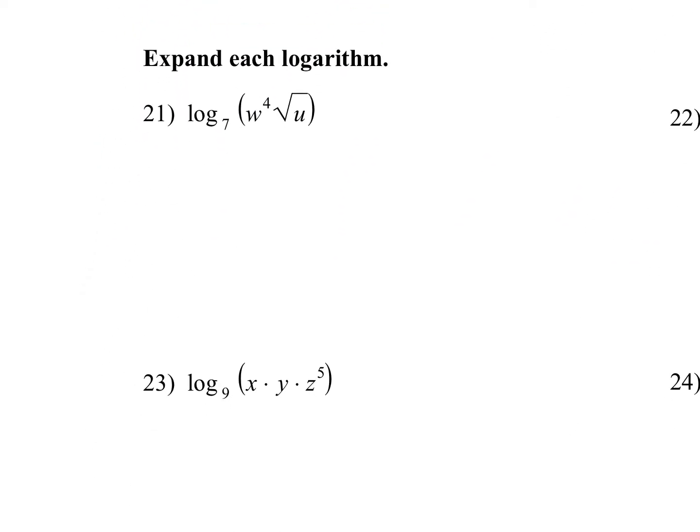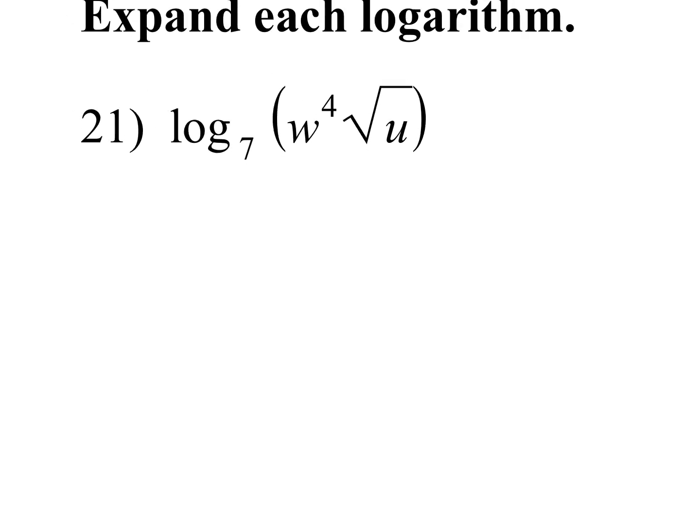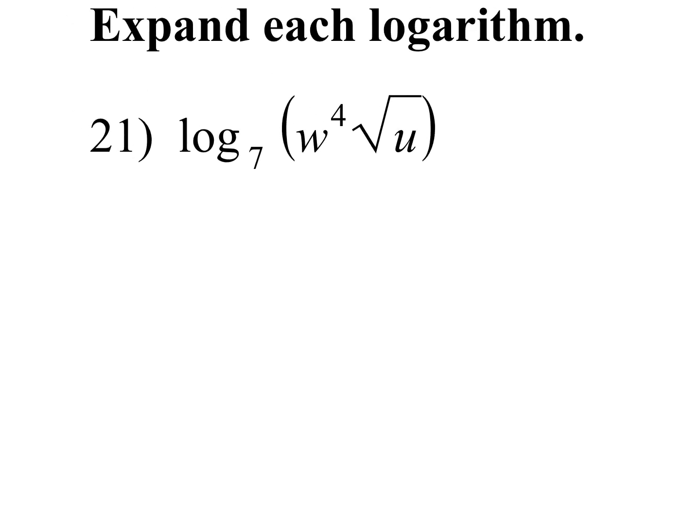So in 21 through 24, we're expanding. So this is log base 7 of w to the 4th power, and then u. How do we turn a square root into an exponent? What's the square root of u, but if we put it as an exponent? Square root is the same thing as saying, awesome, a fraction, so 1/2.